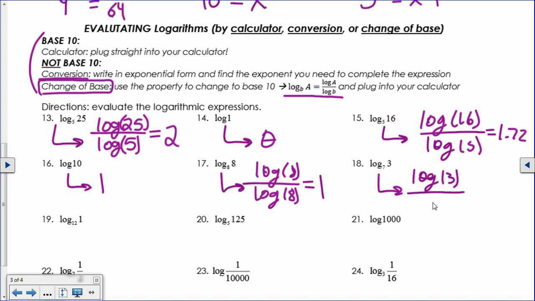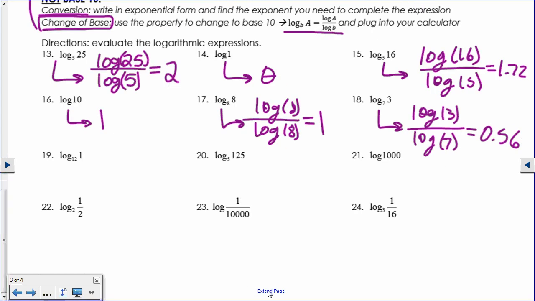Yep. Log of 3 divided by log of 7. 0.56. Alright, you guys are getting it? Can you finish the rest of them on your own? Go ahead and finish the rest of those examples. Then we'll come back around and see if you guys got the right answer.